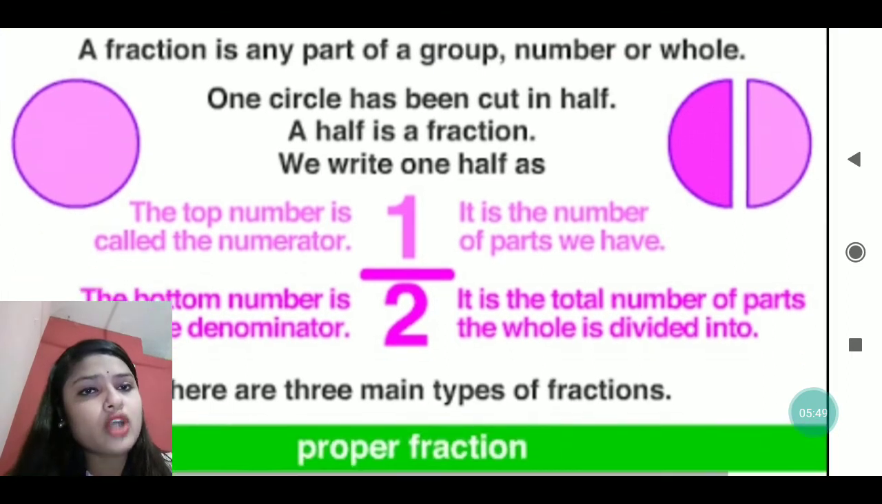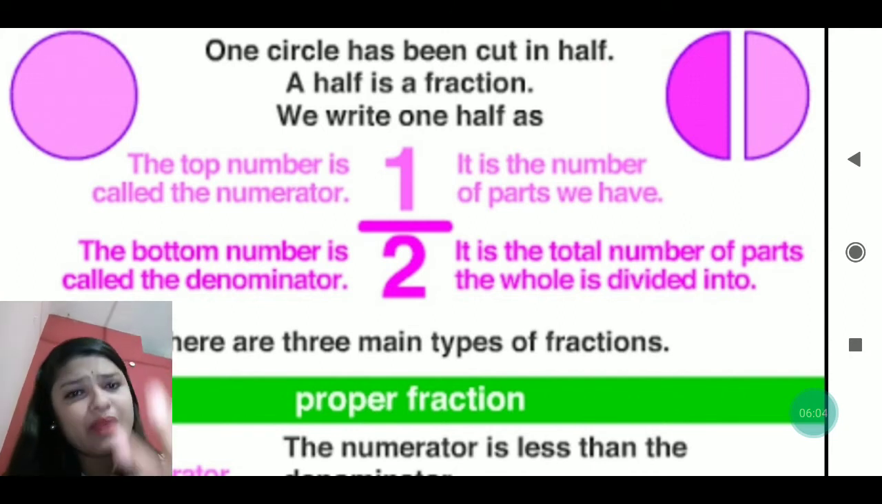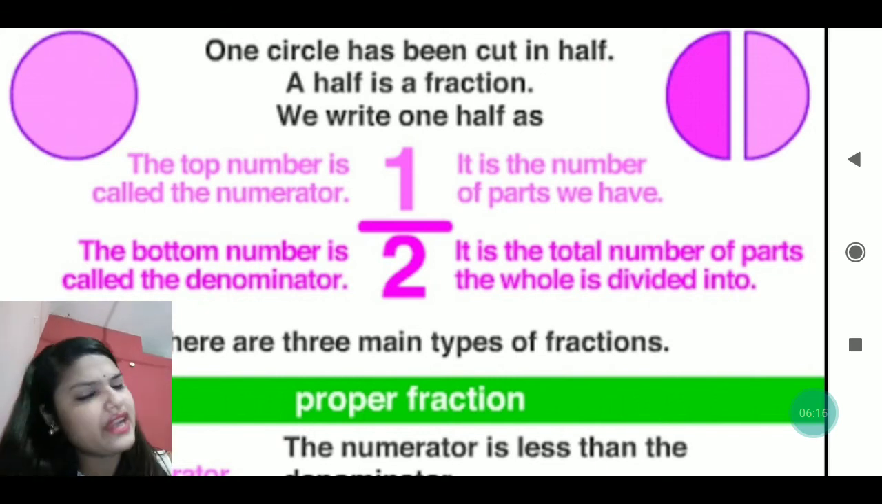Now the bottom number is called the denominator. It is the total number of parts the whole is divided into. Okay, the whole is divided into two parts, or three parts, that we write downside. And the number of parts we have, that we write upside.